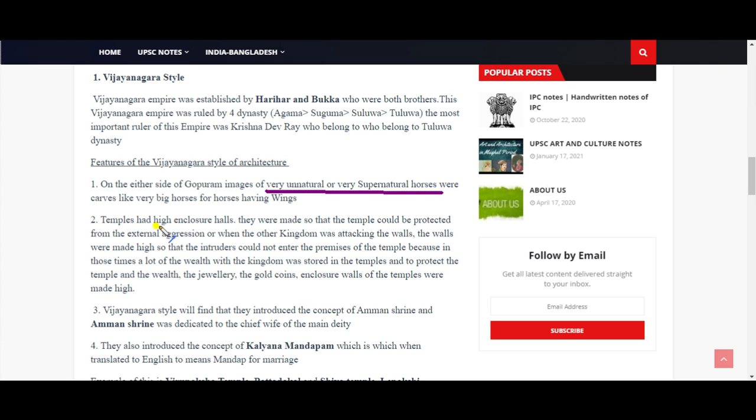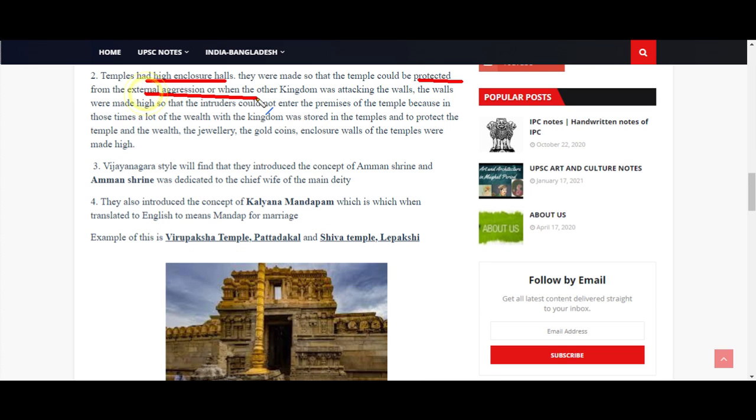So the next feature is that the temples had high enclosure walls. These walls were made high so that the temple could be protected from external aggression, or when some other kingdom attacked the temple. Because in that time all the wealth, jewelry, gold, all the treasures of the particular kingdom were kept inside the temple, and it was important for the ruler or the empire to protect the temple so that it can protect its precious resources. And that is why we find that the walls of the Vijayanagara style of temples were higher in nature.